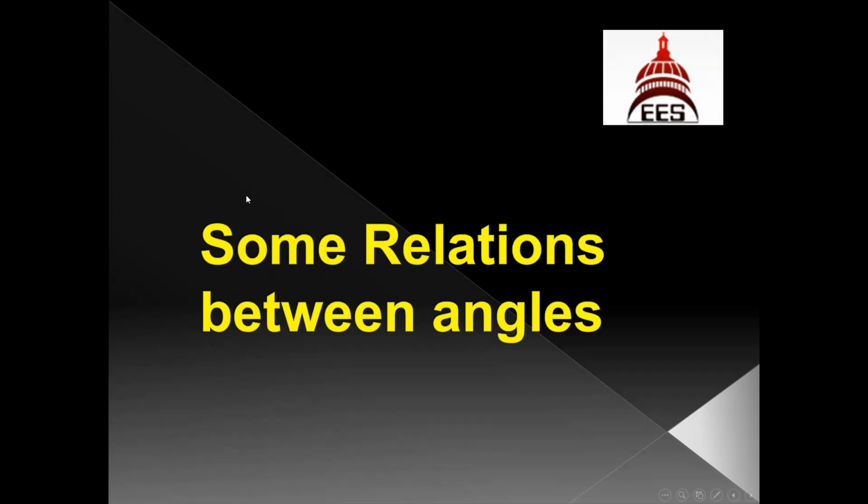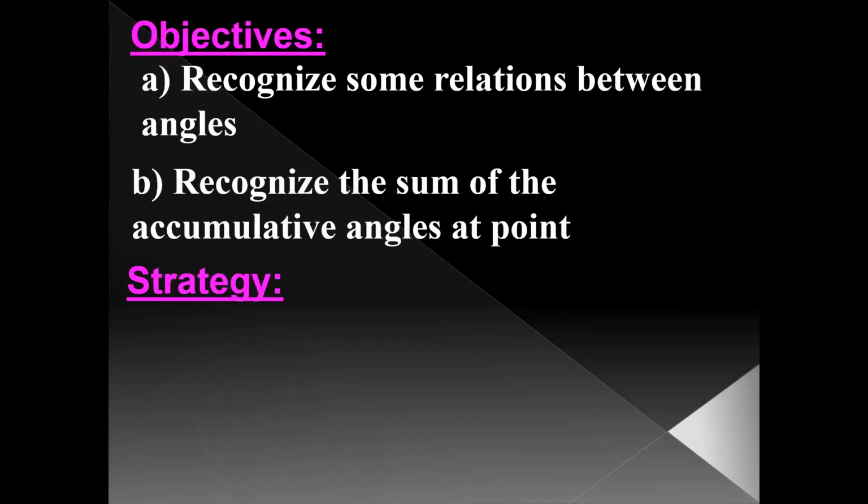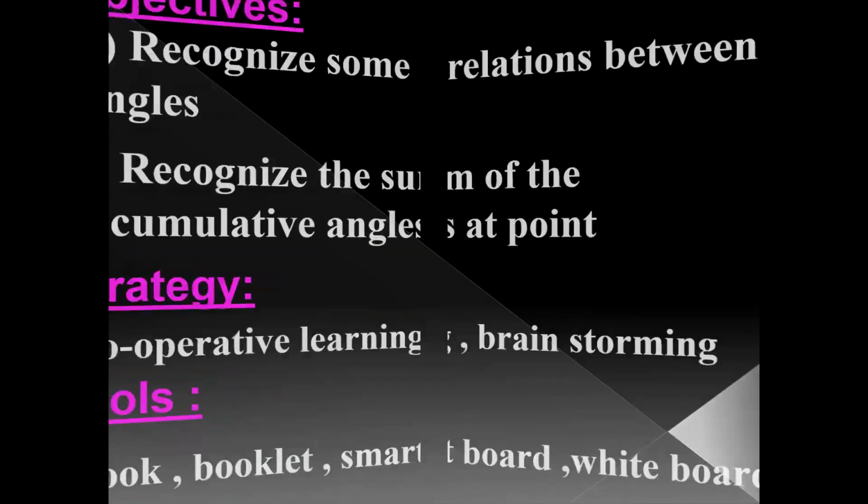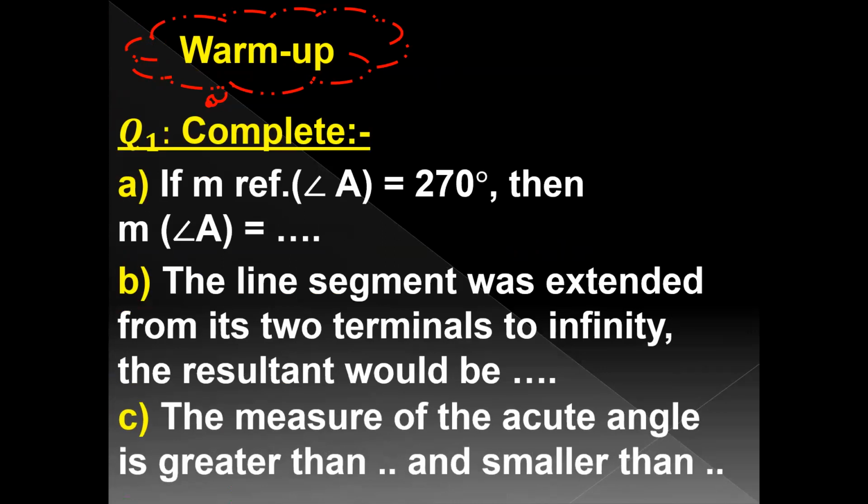Today, inshallah, we will know the relations between angles. Before, let's make a quick revision. If the measure of reflex angle A equals 270, then the measure of angle A, we say that the angle plus its reflex equals 360. So if the reflex angle is 270, then the angle will be 360 minus 270 degrees. So the angle will be 90 degrees.